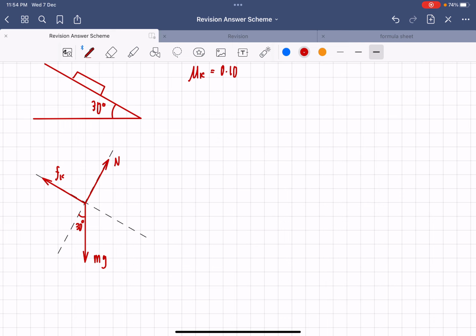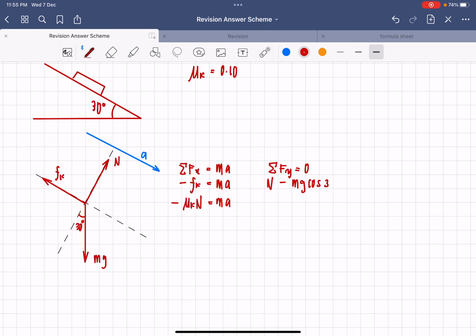Now let's try and do the equation lah. So since this have both x and y, we have to consider both x and y lah, okay? So this is ma, and the acceleration is going to the right here. So this will be negative fk equal to ma, where the friction is equal to negative mu k n lah. So this is ma. Okay, again, we do not have the value of n, so we are going to look at the y component. So this is going to be equal to 0. So that is just n minus mg cos 30 degree equal to 0. So n here is equal to mg cos 30 degree.